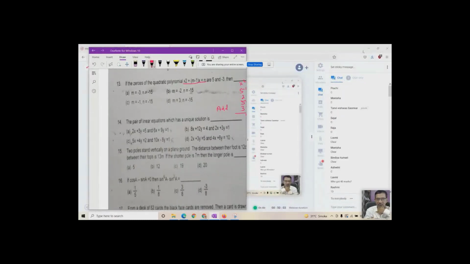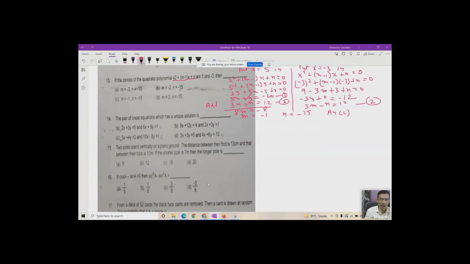Yes, answer is C. In C, the first two ratios are not equal. So is that clear for everyone, or should I solve it? You see, in C, that is 5 upon 10. So C will have 5 upon 10, then 4 upon 3. So you see here, these two ratios are not equal.